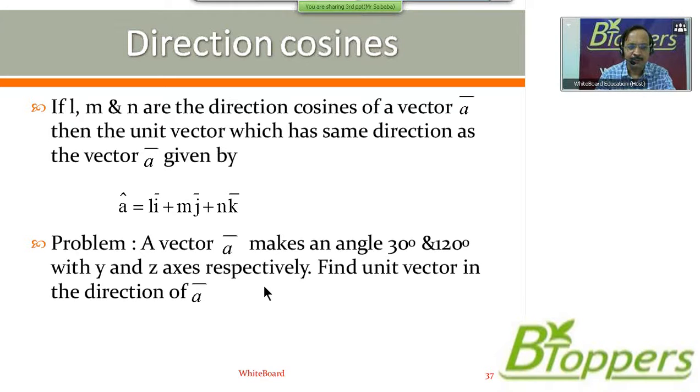There is one problem here. Please look at this problem. A vector A bar makes angles 30 degrees and 120 degrees with Y and Z axis respectively. Find the unit vector in the direction of A bar. You want to try this problem yourself first? You can take a pause and try the problem, then you can look at the solution.